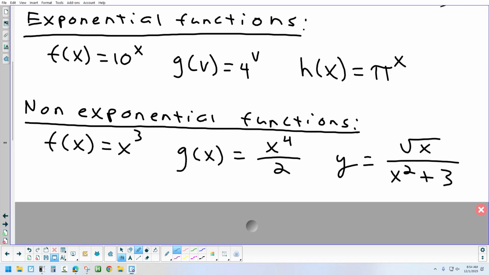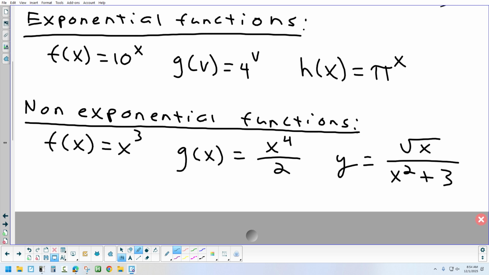These are all examples of things that are not exponential. The first one is not exponential because it does not have a letter in the exponent. It's got to have a letter in the exponent. Same thing with g of x. You've got to have a letter in the exponent. It doesn't have that. And y, well, there are no letters in exponents there either. There's a fraction, but to be exponential, you don't need a fraction. You need a letter in the exponent.